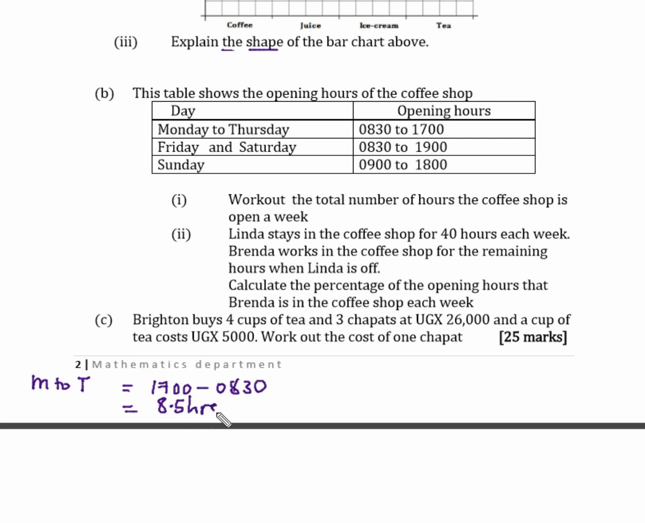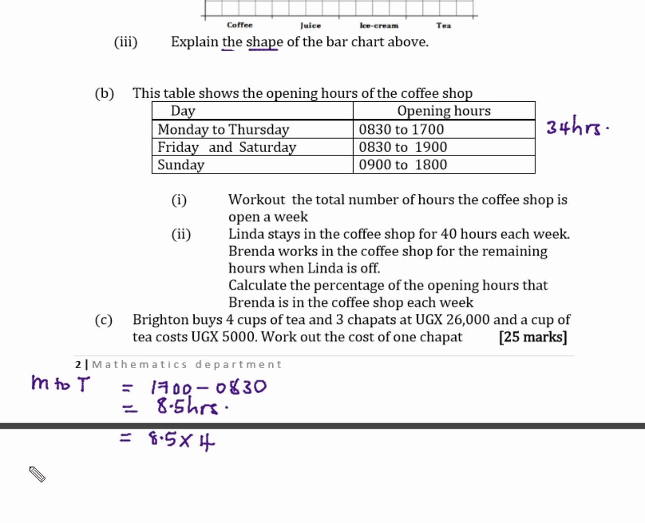8.5 hours. Remember, from Monday to Thursday, the coffee shop is open for 4 days. Is that okay? That is Monday, Tuesday, Wednesday, and Thursday. So we shall say that the time is 8.5 times 4. What is 8.5 times 4? That is 34 hours. Is that okay?